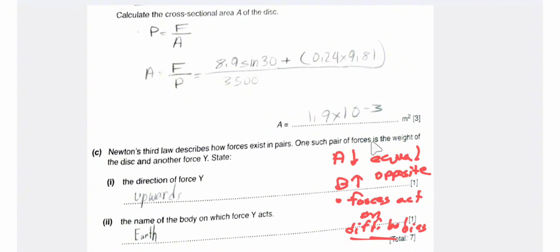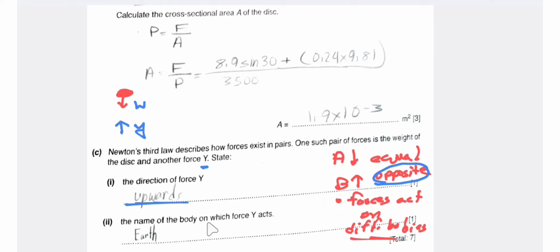So by Newton's third law, one such pair of forces is the weight of the disk. Let's suppose this is our disk and the weight is acting downward, and another force is y. State the direction of the force y. Here we can see that the forces are acting in opposite direction. Since the weight is acting downward, force y must act upward.